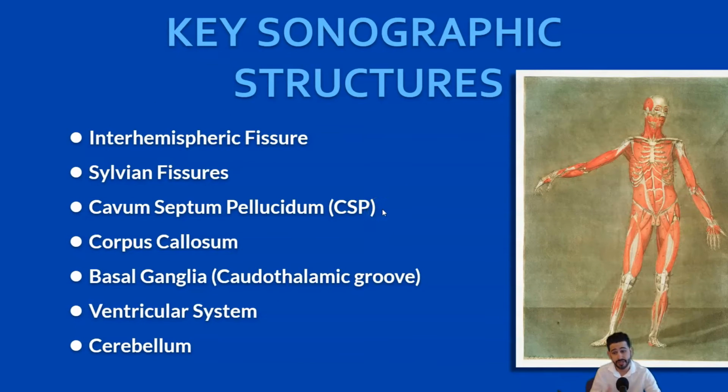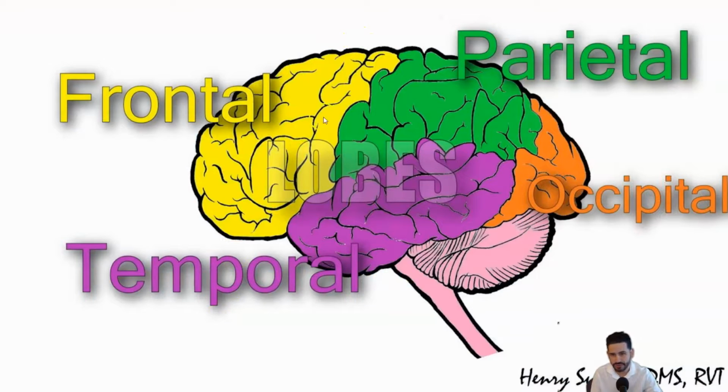Key sonographic features that you want to pay attention to and learn are the interhemispheric fissure, the Sylvian fissures, also known as the lateral sulcus, cavum septum pellucidum, corpus callosum, basal ganglia, especially the caudothalamic region, the ventricular system, so the ventricles, and the cerebellum. So here is a diagram I made of the lobes. Pretty simple. Yellow is frontal, green is a parietal lobe, purple is a temporal lobe, and orange is the occipital lobe. Each lobe has its corresponding bone. And then you have the cerebellum and brainstem.